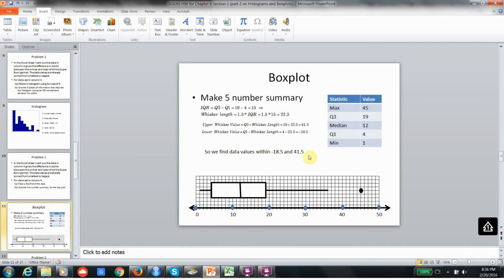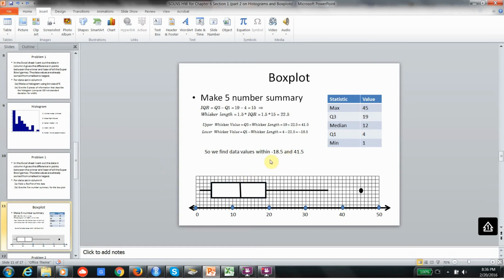And now I'm going to plot all the data values between here. But first I'm going to plot the box part. We always start with the box. So I'm going to make a number line. My values go from 1 to 45, so this goes from 0 to 50. I'm going to plot the box part, which is Q1 down here, which is 4. It goes up to Q3, which is 19. That's the border of my box. And then the median, 12, is a line that goes right here.